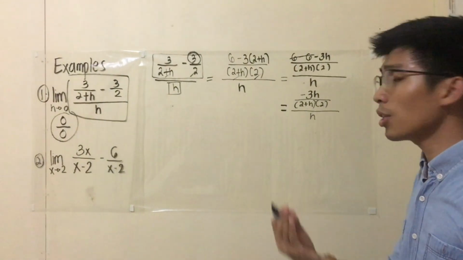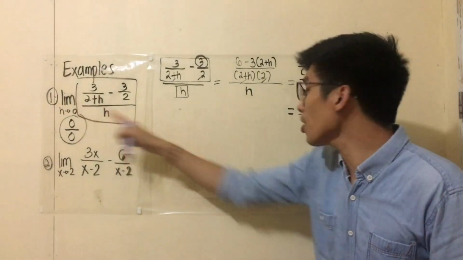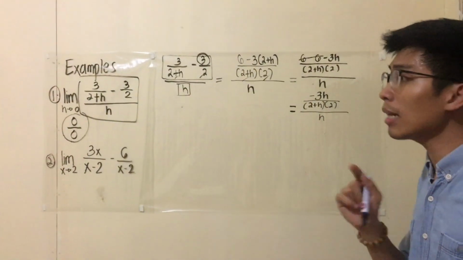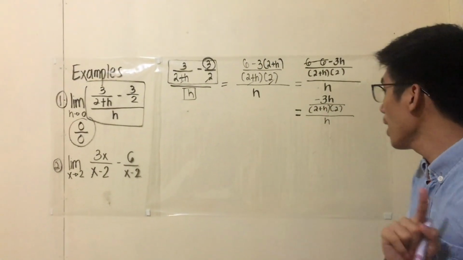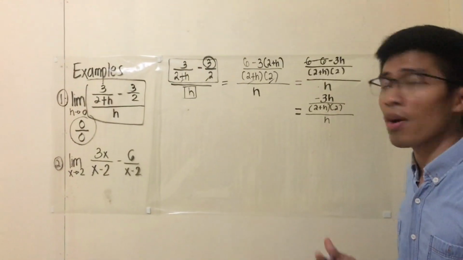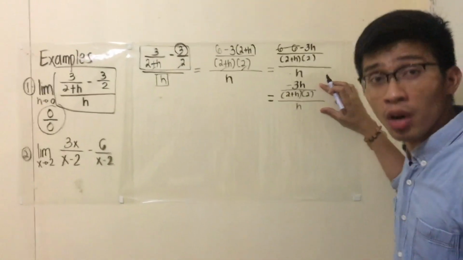Again and again, continue simplifying, because once you substitute the value of your h, which is 0 here, your denominator is still 0, and that is undefined. You cannot find the value of your limit. So now continue simplifying. Observe in this form, you have a double fraction.